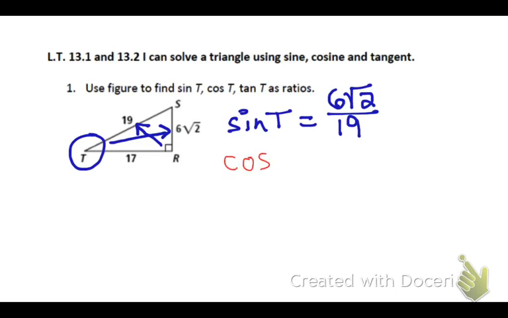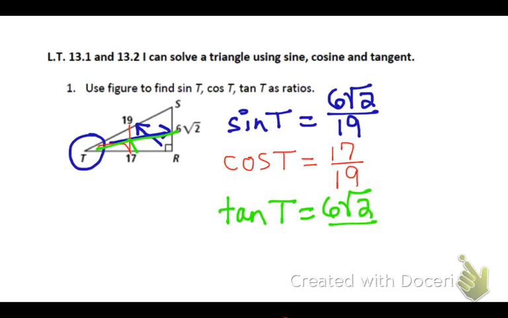Then we have cosine of t, and cosine is adjacent over hypotenuse. So those are those two sides. So adjacent is the one that's right next to the angle. So that's 17 over 19. And then we have tangent. So tangent of that same angle is opposite over adjacent. So that is 6 radical 2 divided by 17.